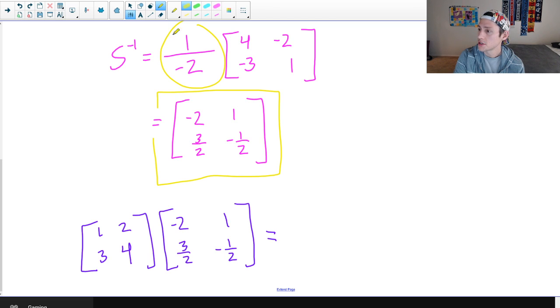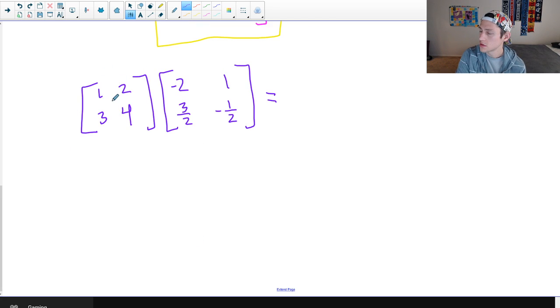So remember, matrix multiplication starts with the rows of the first matrix times the columns of the second matrix. So row times this first column. So 1 times negative 2 is negative 2. Well, actually, here, I'll just write it out. 1 times negative 2 plus 2 times 3/2. All right, and the next spot would be the first row with the second column. So 1 times 1 plus 2 times negative 1/2.